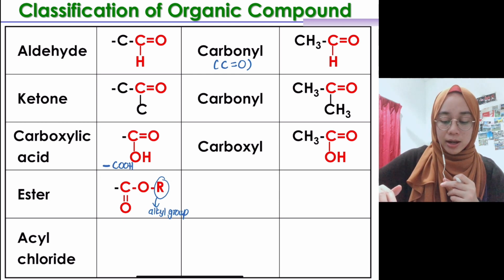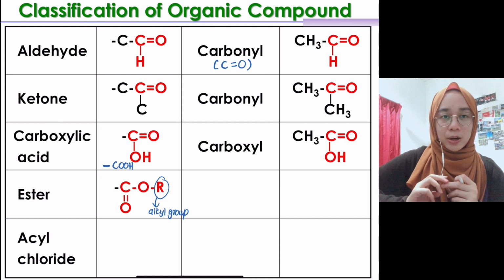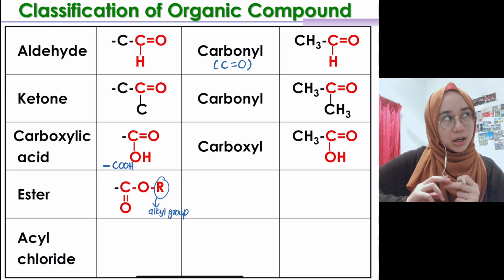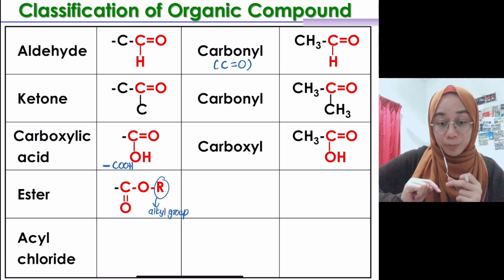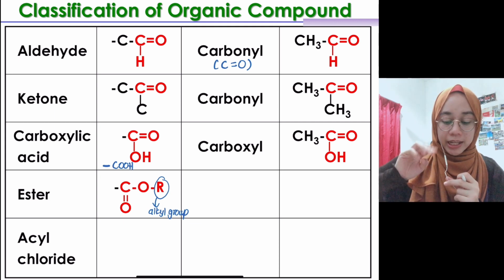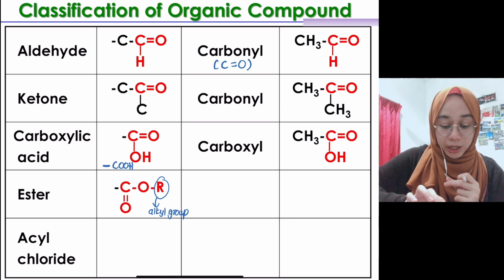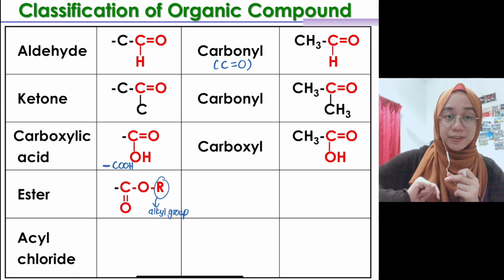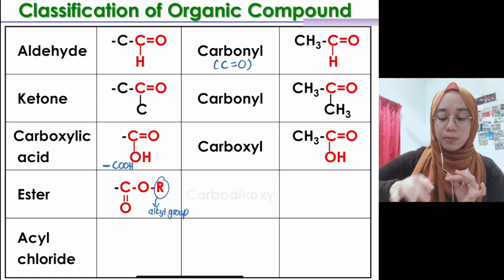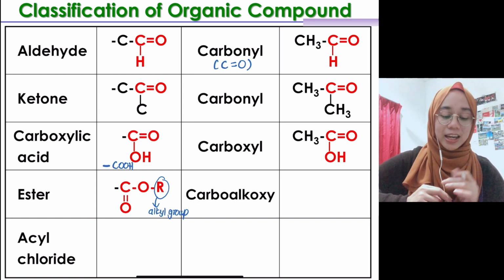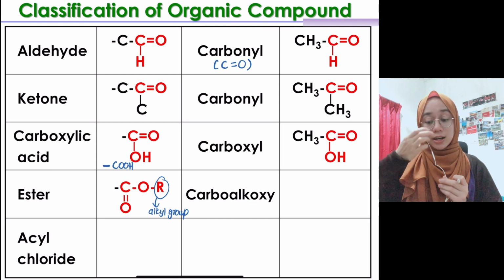So, yang ester ni pula, dia gabungan dua functional group. Sebab kalau kamu tutup R tu, kamu akan nampak ada COO. Kan? Dia macam carboxyl. Tapi kalau kamu tutup pula bahagian double bond O, kamu akan nampak ada COC. Ada tak tadi kita belajar COC? COC tadi yang in previous slide itu adalah alkoxy kan? So kalau kita gabungkan dua nama tersebut, kamu akan dapat carboalkoxy. So untuk ester, nama functional group dia adalah carboalkoxy.